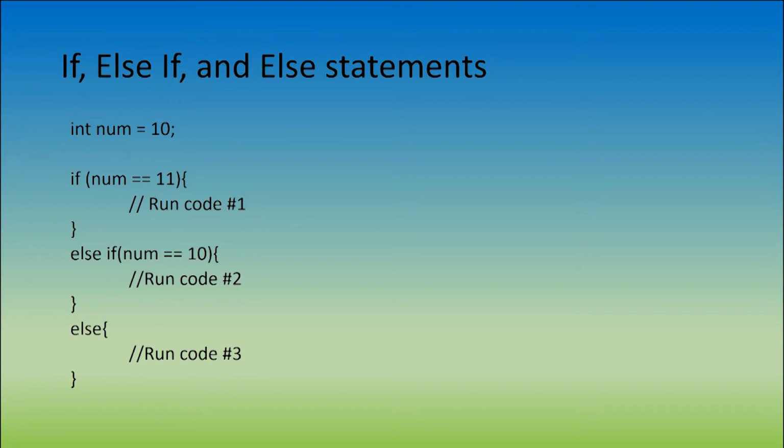If, else if, and else statements are an important aspect of coding. They work by running the code inside the brackets if their conditional statement is true. In this example, code number 2 is run because the variable num is equal to 10 and only the statement that is true is the second one.